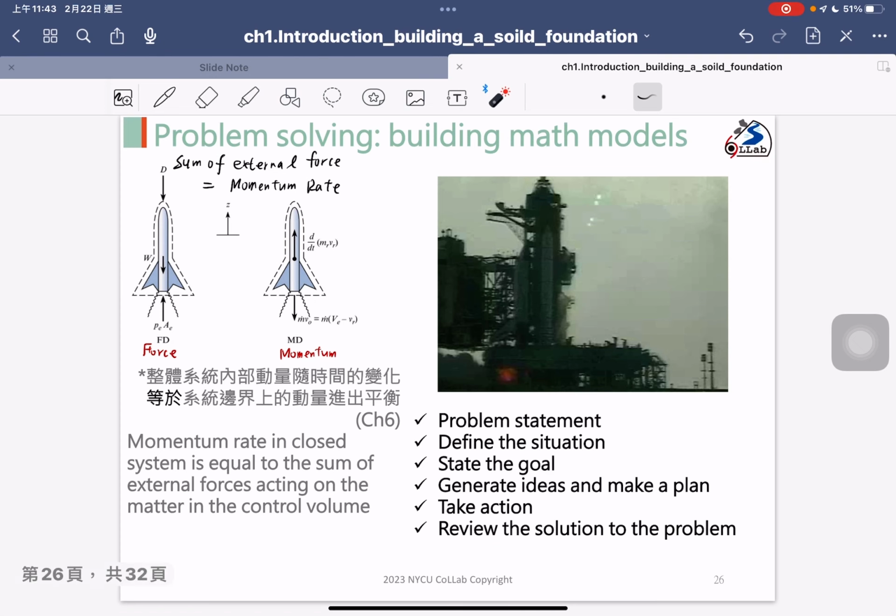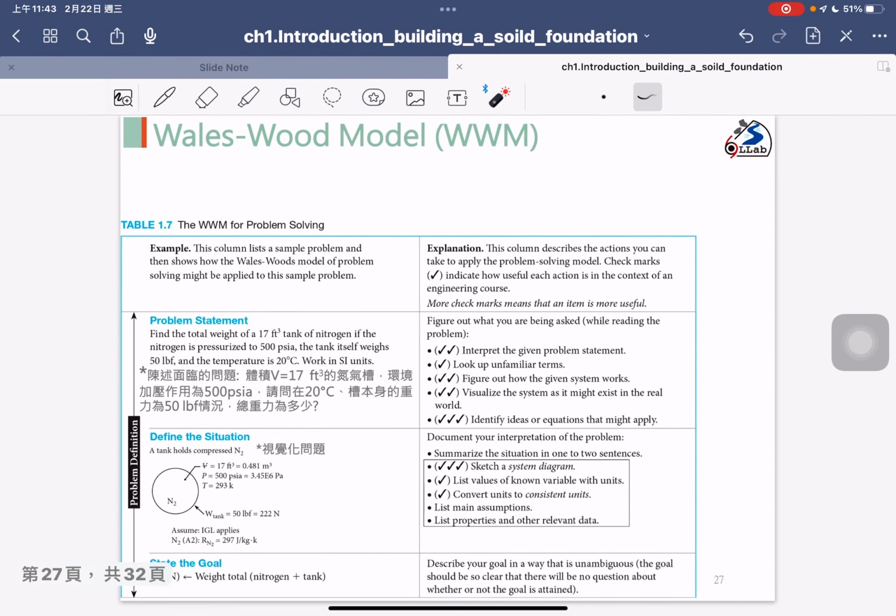Okay, so that's the table, a very nice table that just summarizes some ideas for when you meet a problem. So I will take 5 minutes to go into details around this table. The first step is the problem statement, right? So we find the total weight.